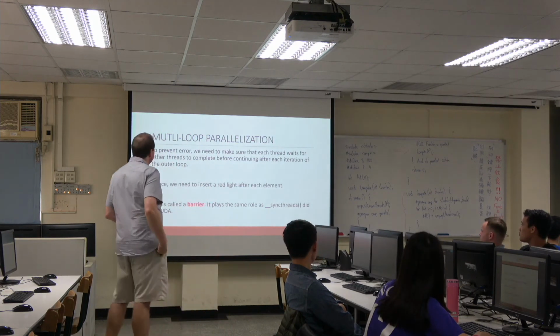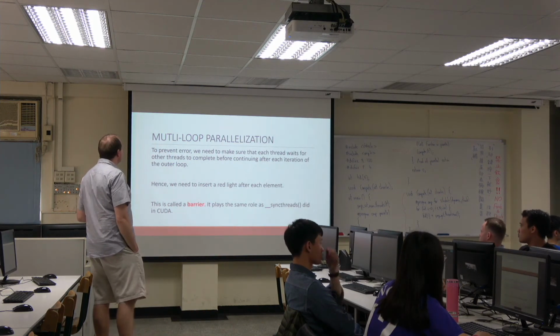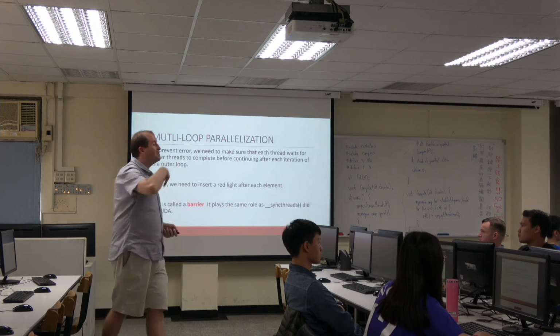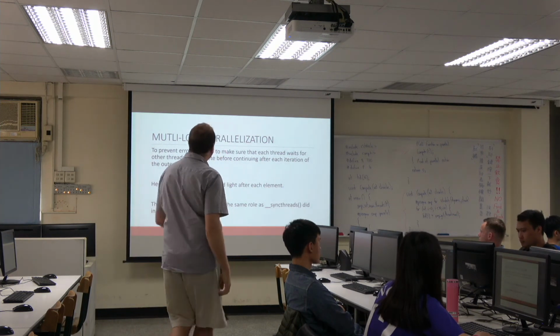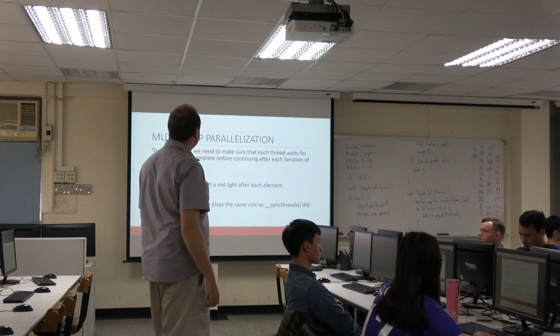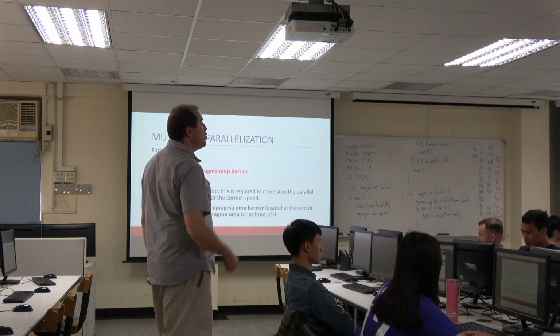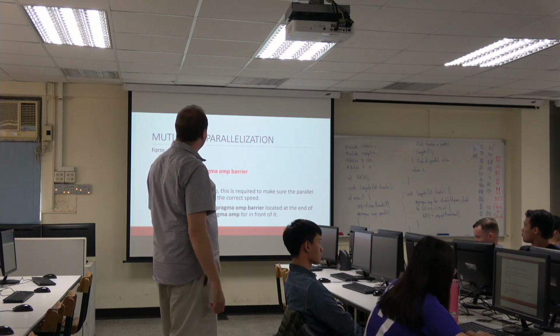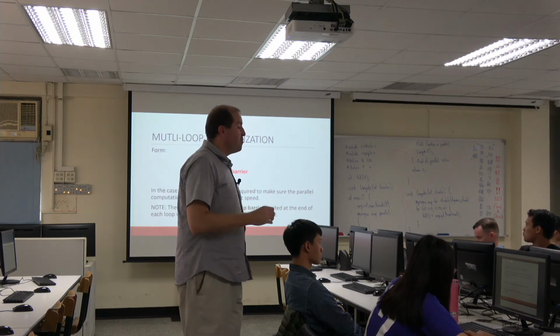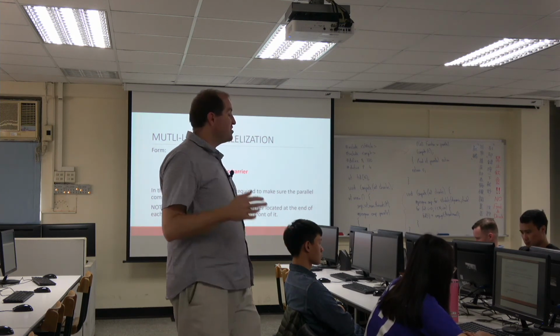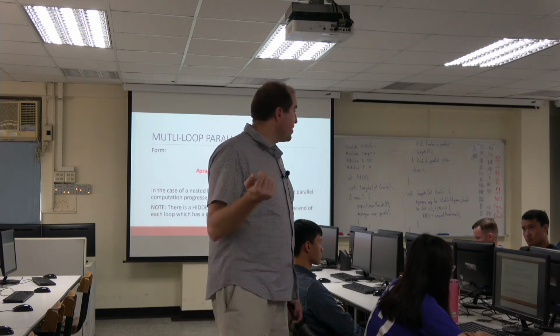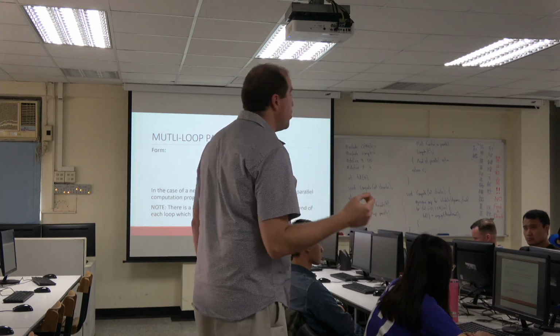To prevent the error, we need to make sure each thread waits for the other threads before continuing each iteration of the outer loop. We use a barrier to do this. It plays the same role as sync threads or sync device did in CUDA. If we want to manually add it, you type pragma omp barrier anywhere in your code. That inserts basically what we like to say is a red light. All the threads will wait there until all the threads are ready.